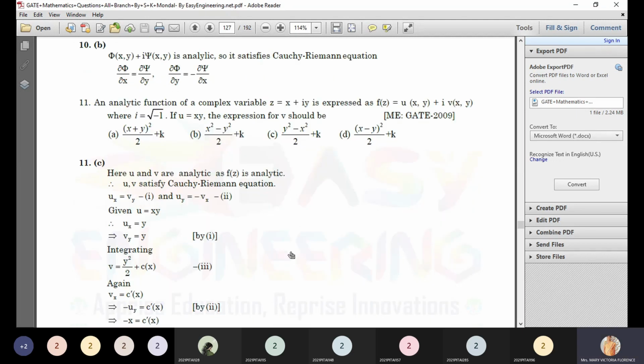Here, given f(z) is analytic, so u and v satisfy the Cauchy-Riemann equations, or CR equations. The Cauchy-Riemann equations are u_x = v_y and u_y = −v_x. That is, u_x is nothing but ∂u/∂x and v_y is nothing but ∂v/∂y.